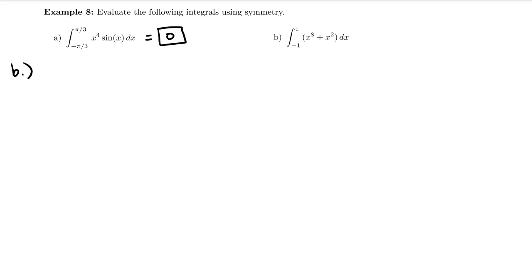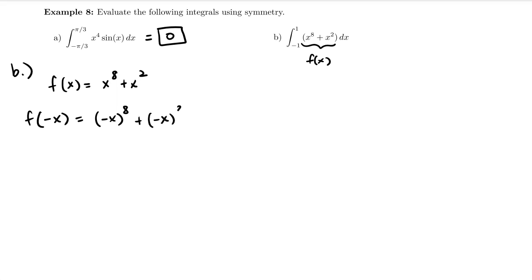Okay, so we're back with part B, and we're going to check our limits of integration. So our upper limit is 1, and our lower limit is negative 1. So it satisfies the property in terms of our limits of integration. And I'm going to call f of x this function here. So f of x is equal to x to the 8th plus x squared. So if f of x is equal to x to the 8th plus x squared, I want to evaluate f of negative x and see what happens there. So if I plug in negative x, I have that plus negative x squared.